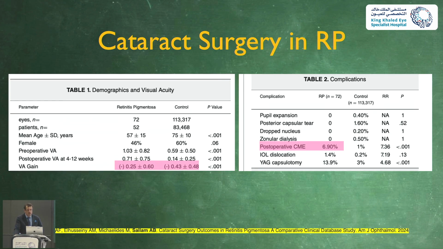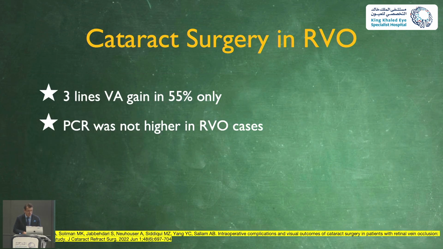One thing which we found very interesting is the CME, but even more interesting is their capsular, and they tend to get much higher rates of YAG capsulotomy. So they developed posterior capsular opacification. So something to be wary of.